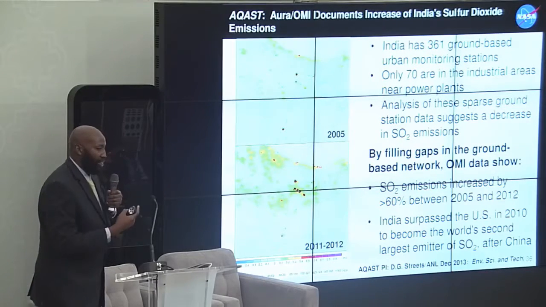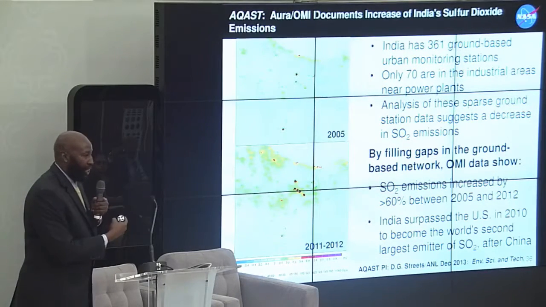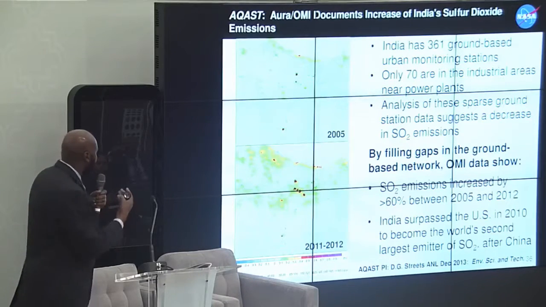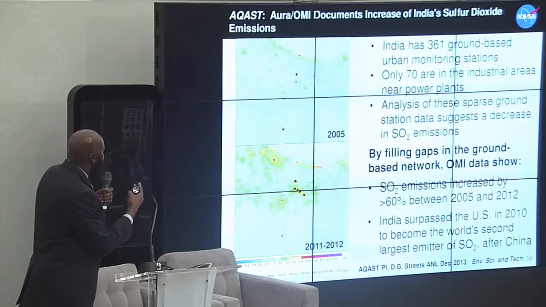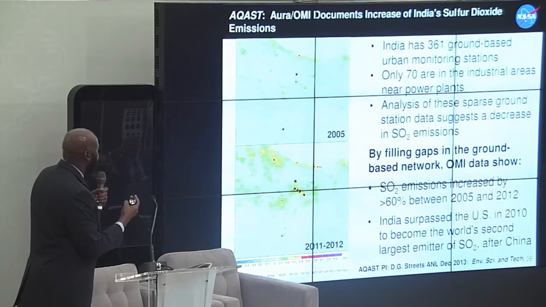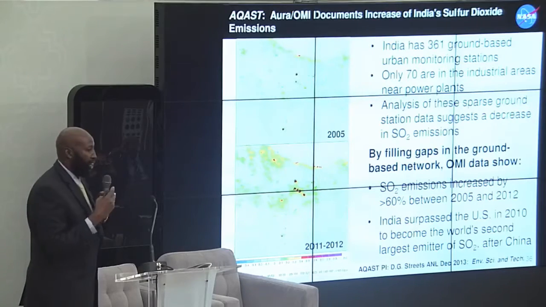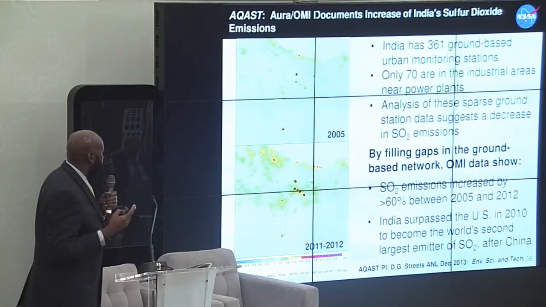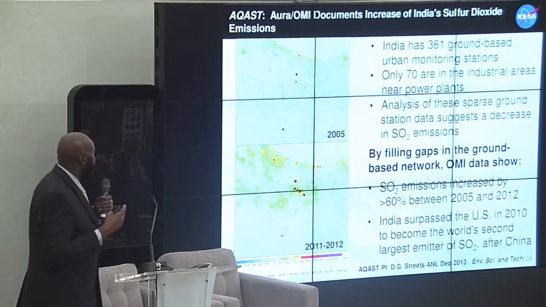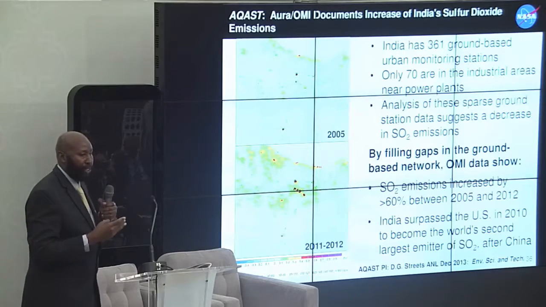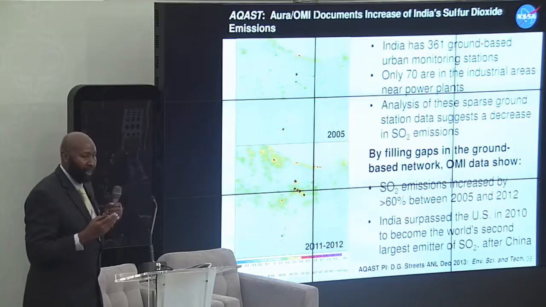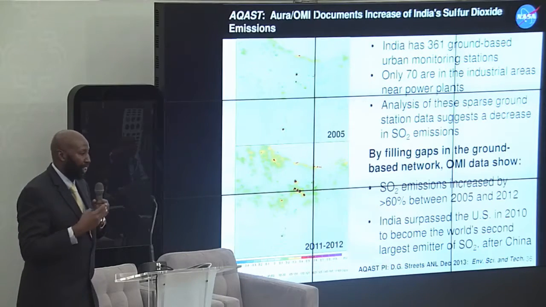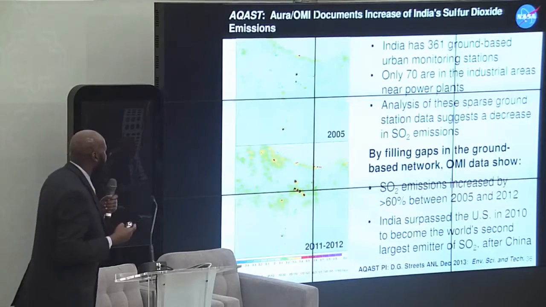Okay. The good thing about satellites also is that we can look at everywhere. So we can look at places like India. In India, there are 361 ground-based monitoring stations, and only about 70 of these are near power plants and industrial regions. So while they do their best to make these measurements, it's a large country. You can't put ground-based measurements everywhere. And as we have discussed this morning, ground-based measurements are expensive to run and maintain.